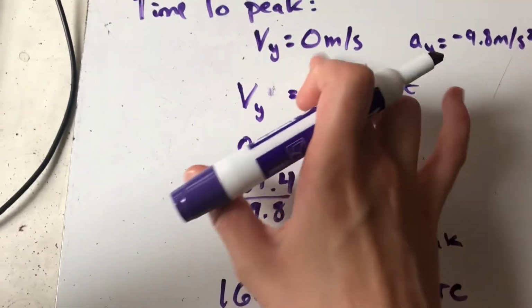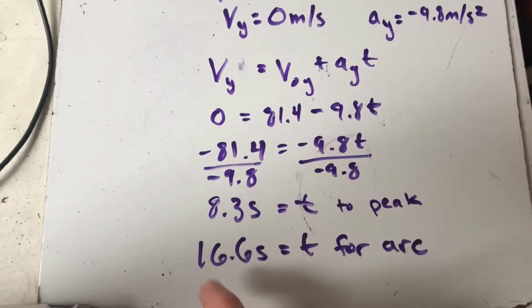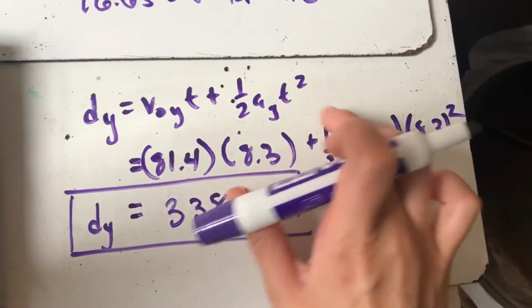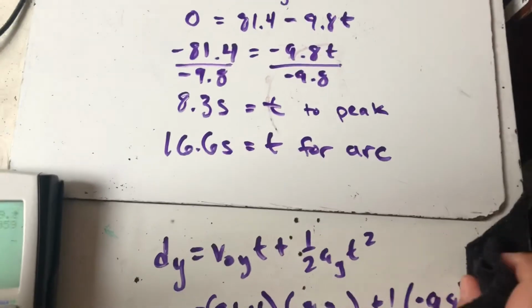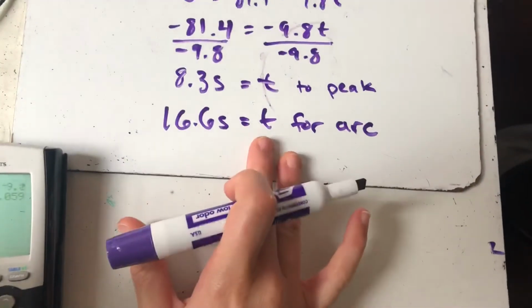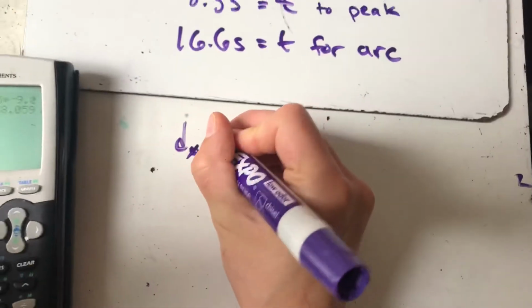You want to first find your time, the time it takes for your vertical velocity to drop to 0, that's the time to the peak, and then you can use that number, plug into this equation, and you can get the height that it is at that time. If you double the time to the peak, you get your time for the arc. And so you can use that time to plug into the same equation and get your dx, your total horizontal displacement.